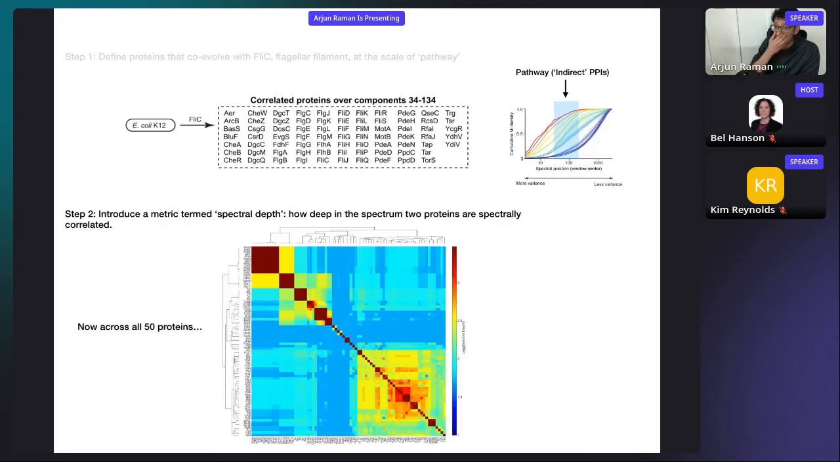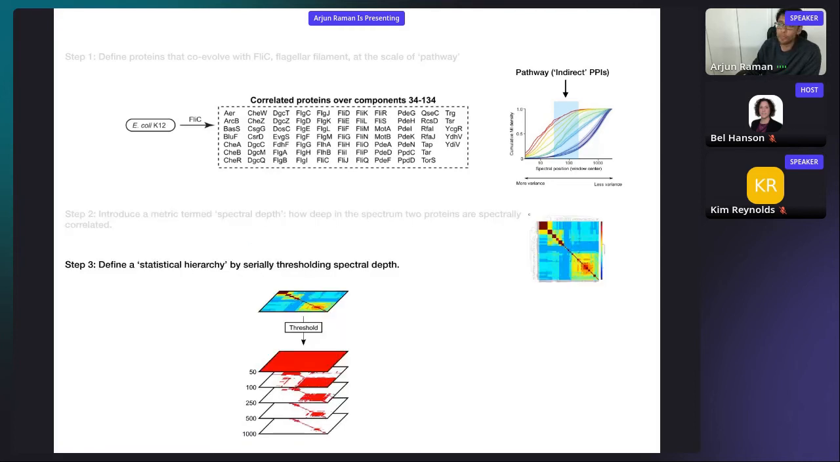So what we did was compute the spectral depth for all pairs of proteins across all of the 75 proteins. We then thresholded according to spectral depth. We took this pairwise spectral depth matrix and said, okay, for a threshold of a spectral depth of 50, are these pixels above or below 50? If they're above 50, that means the spectral depth is shallower than 50, so that pixel goes to 0. If it's deeper than 50, that means the spectral depth goes on beyond 50, and so the pixel is a 1. What you're seeing here is the thresholded matrices from 50 down to 1000.